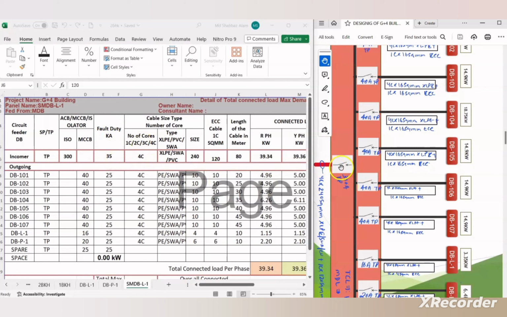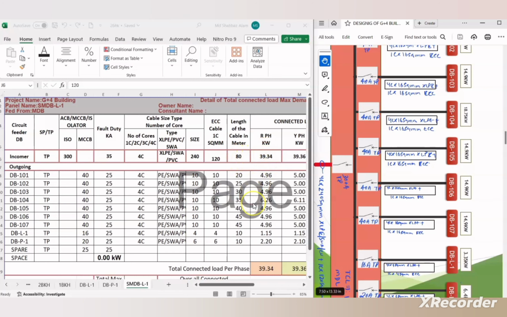The number of cores will be 4-core cable, because the SMDB itself is a three-phase SMDB. So I wrote 4-core. The cable type will be XLPE SWA/PVC, and you can write CU also, /CU. The cable size, when we calculated, was 4-core 240 square mm. So I wrote here cable size is 240 square mm. ECC size will be 120 square mm, so I wrote here 120 square mm. The length of the cable is from SMDB to MDB. It means when we physically measure this, we will get this value. For the time being, I wrote 80 meter.